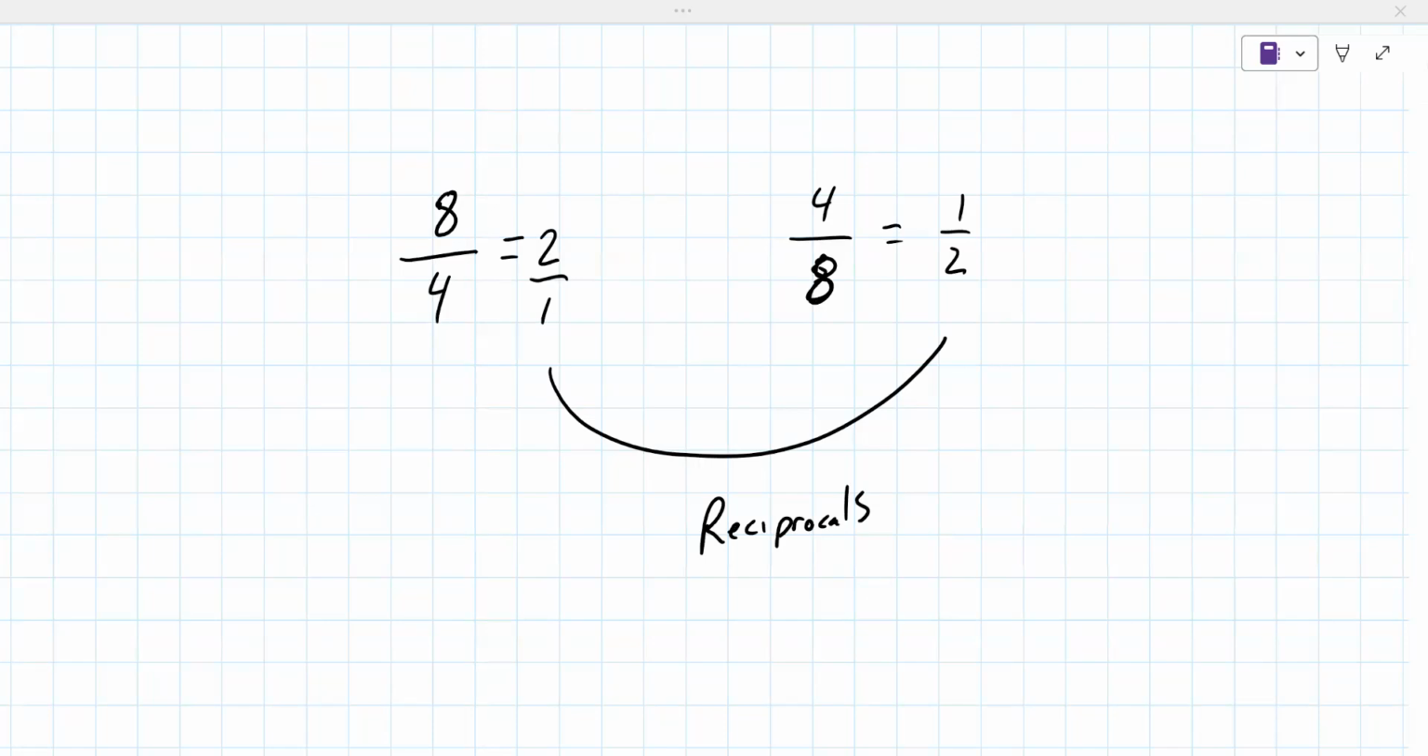Why would the second one be 1/2? Because wouldn't the second one be turning into how many times does 8 go into 4? That's right. That's exactly right. It doesn't go into 4. It only goes in half the time. Oh.